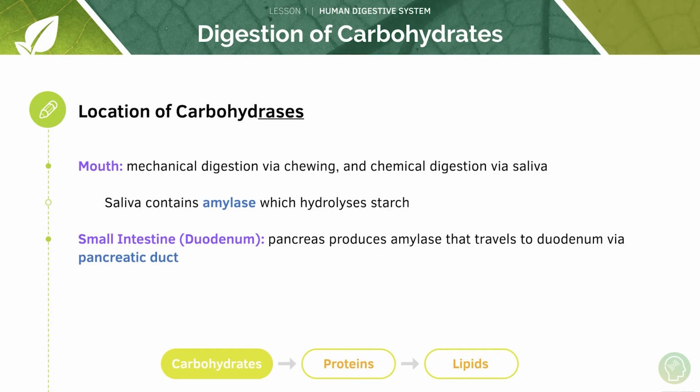But also the pancreas produces amylase that travels to the duodenum, which is a part of the small intestine, via the pancreatic duct, and this allows for further digestion of starch. So starch is broken down into maltose in the mouth by amylase, but it can be further broken down into lots of these smaller, more simple sugars such as glucose, fructose and galactose in the small intestine.